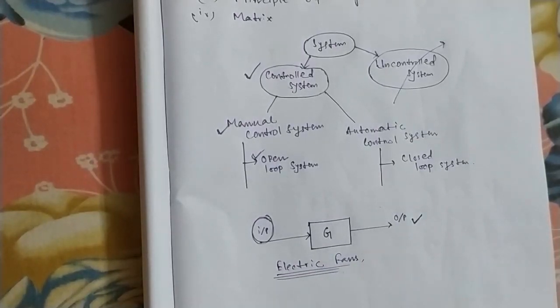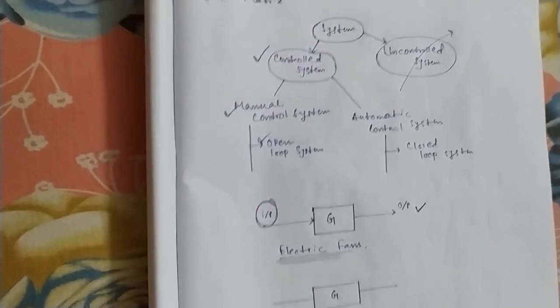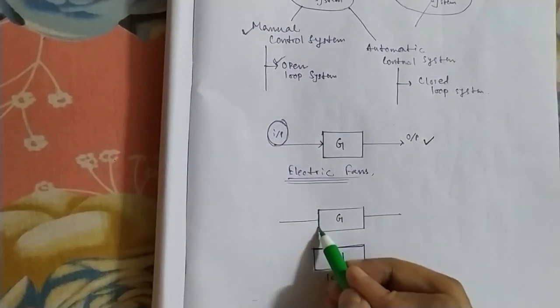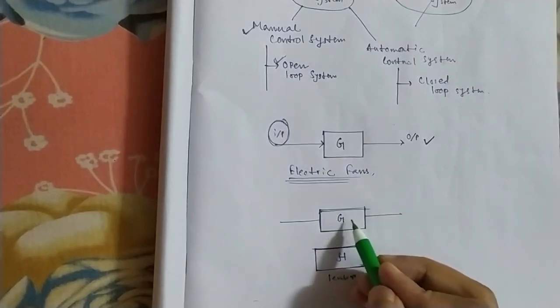Then another type of system is the automatic control system or closed loop system. Again, this is my system, which I am denoting as G. And this is an automatic control system. So this system requires a sensor, which I am denoting as H. This is my sensor, and this is my system, which is denoted by G.